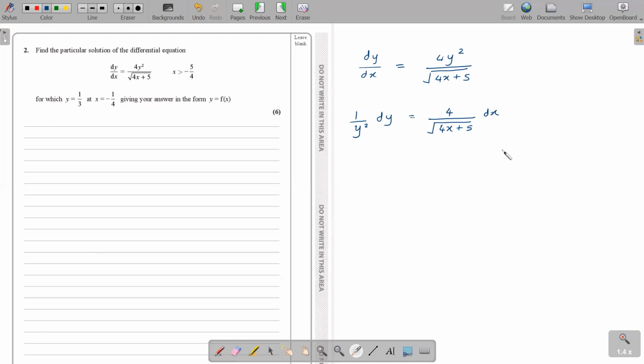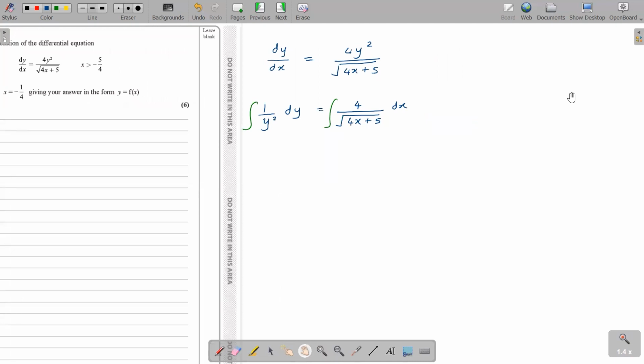Okay, so now we are ready to do what? We are ready to integrate. So once you come to this step, you're going to integrate. The left side integrates with respect to y, the right side integrates with respect to x. So it's a matter of applying the integration rules correctly. Okay, how do we integrate 1/y square?